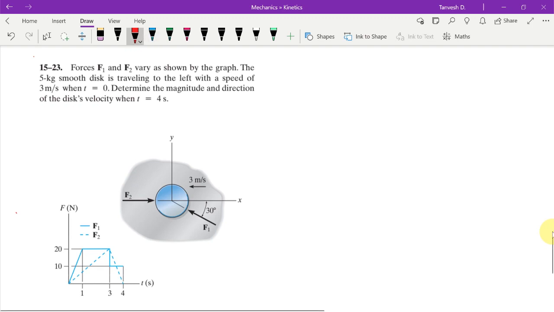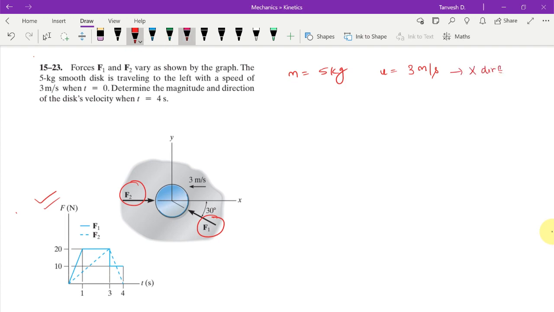Okay, so from this graph itself, directly we can find the impulse, right? The impulse due to force 1 and impulse due to force 2. It is nothing but the area under those graphs. So F1 is given by the solid line, and F2 is given by this dotted line. So we can find the impulse right away. First we'll write what is given to us. M is 5 kg. Okay, and U is 3 meters per second, and it is basically in the x direction.